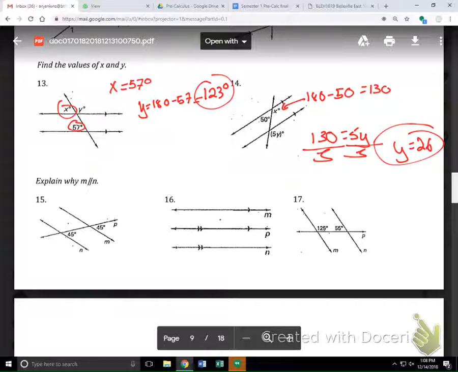Okay. Our next one wants us to explain how we know that these are parallel. How do we know that M is parallel to N? So here we see that the corresponding angles are congruent, and therefore by corresponding angle converse, they are congruent because corresponding angles are congruent.